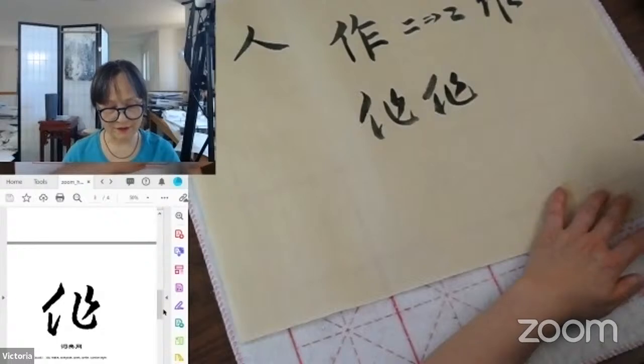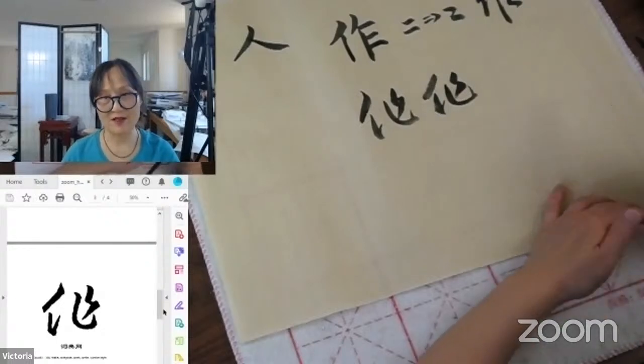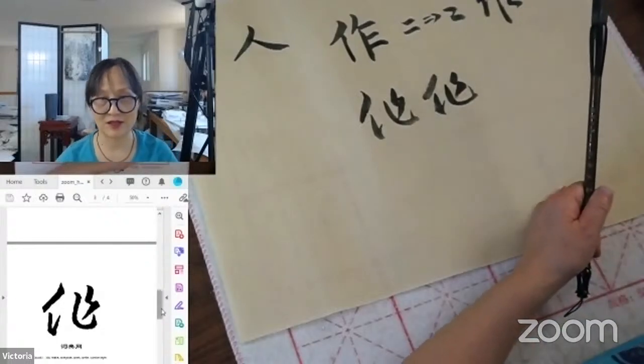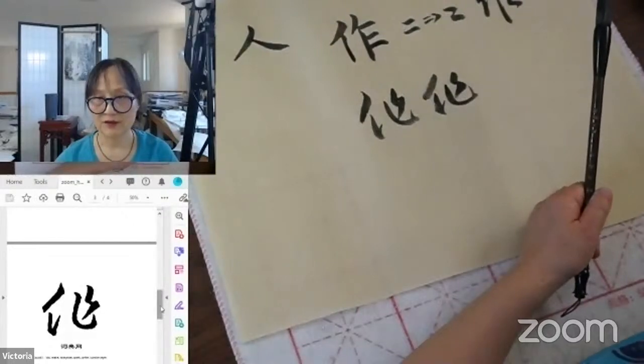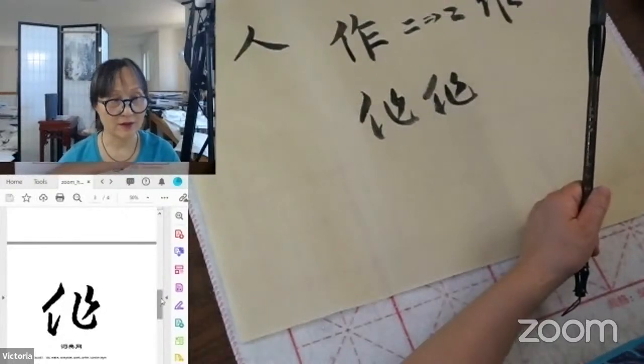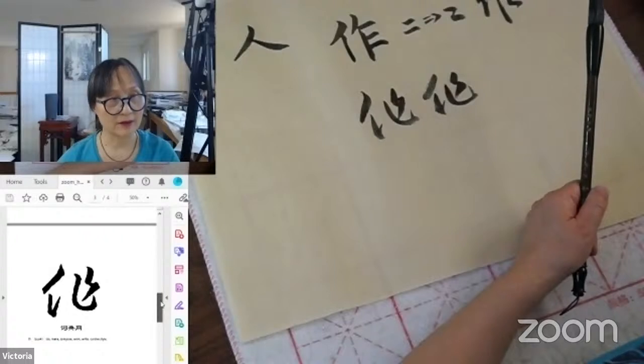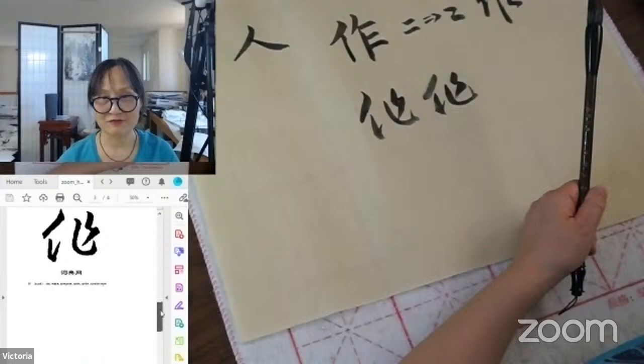Yeah, okay, so if you want the cursive style, that's how it looks. Not very hard, and very common to be simplified for running.